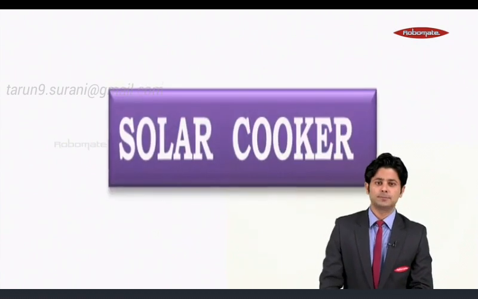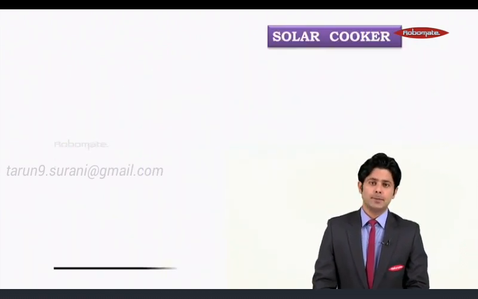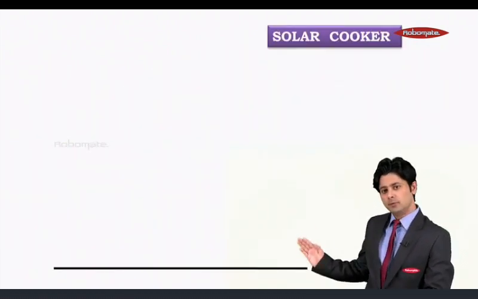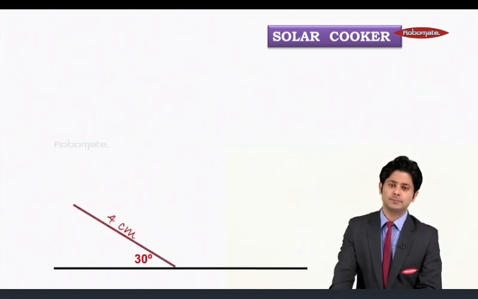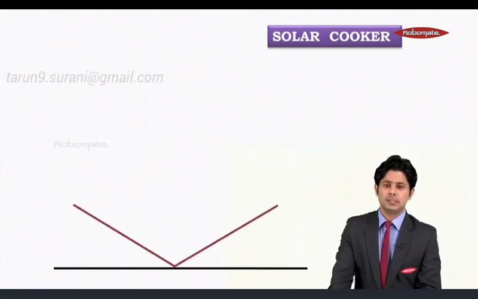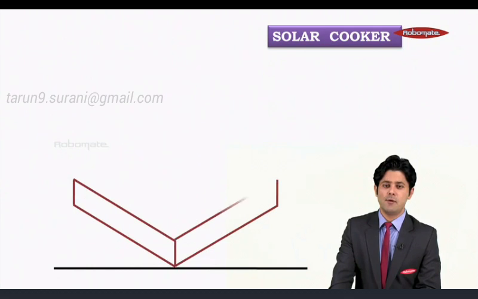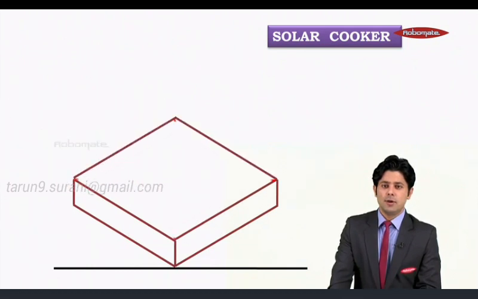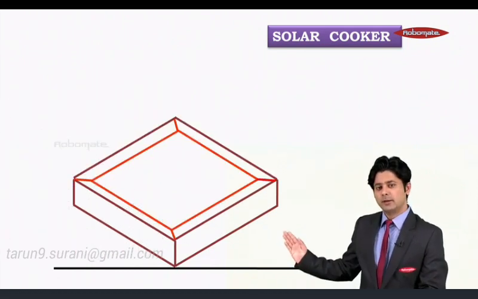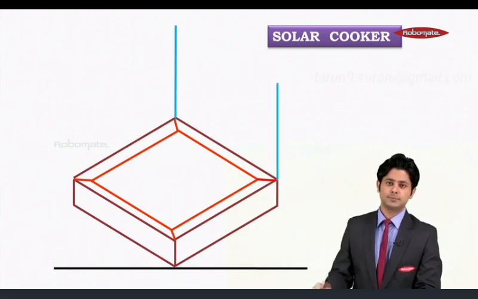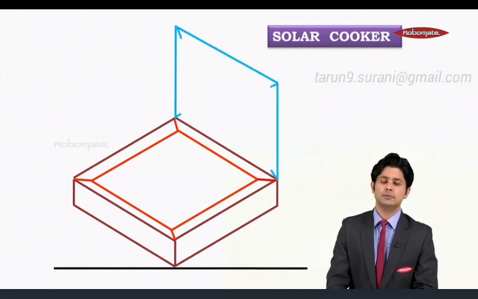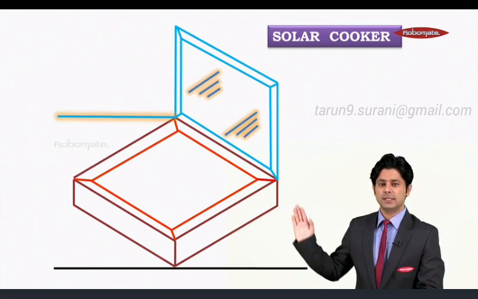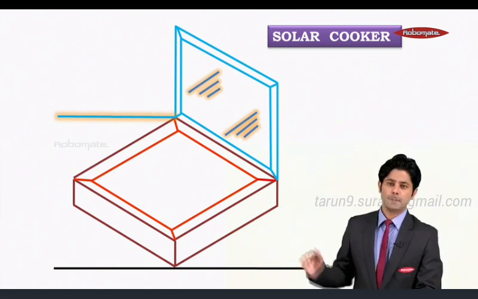Moving to the next one, the solar cooker. This is the construction of the solar cooker. What we do is we draw like this. This is the construction part. What we end up drawing, this is an insulated box. Moving to the next one, this is a reflecting surface, what we call a mirror.